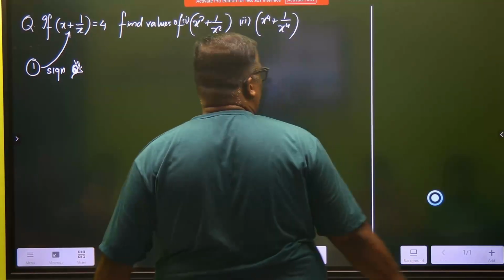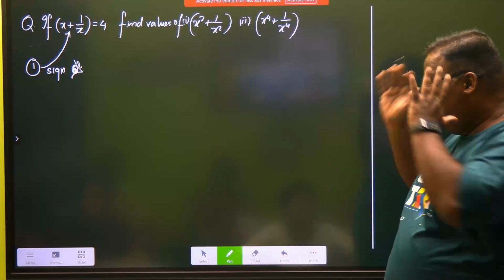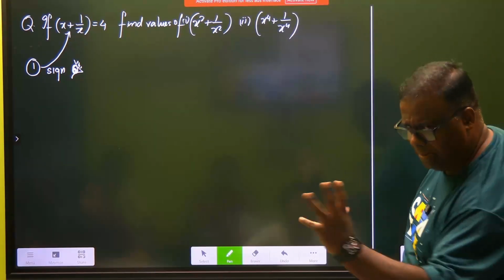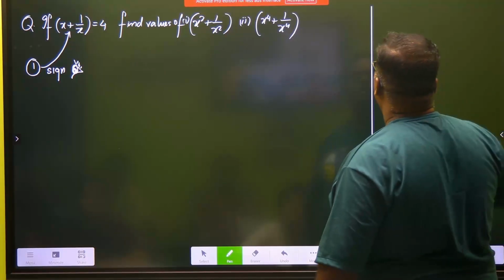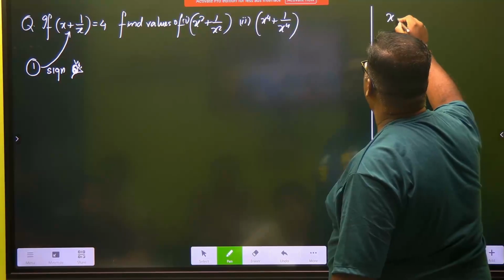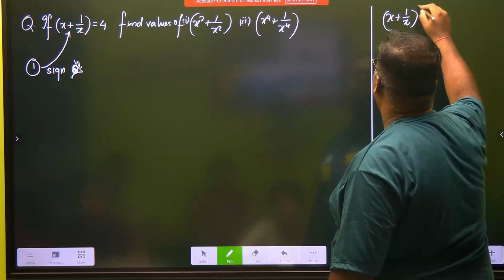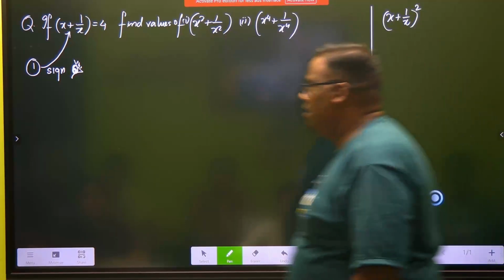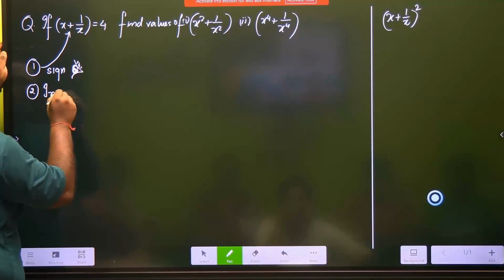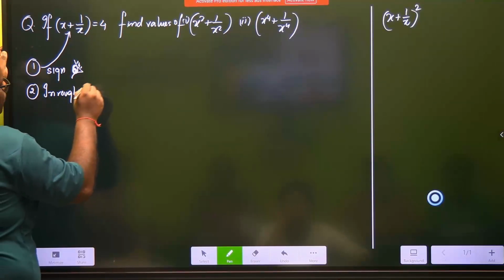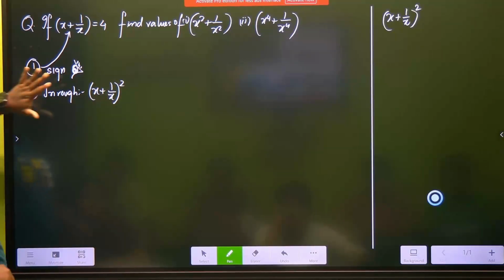And see, at the end of the day, this chapter is from identity. So somewhere an identity has to come, but that identity is not clearly visible and is hiding somewhere, so we have to extract it. What did we see? Sign. Now since you have seen the sign, you just write here x plus 1 by x, whatever was that, whole square. So my step number 2 is in rough. I start processing x plus 1 by x whole square. These are steps that we will do.